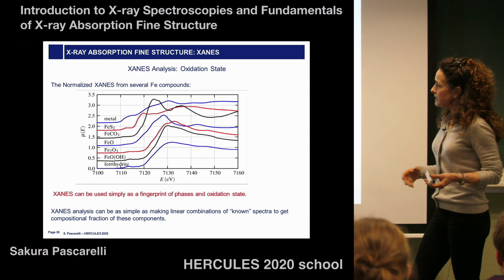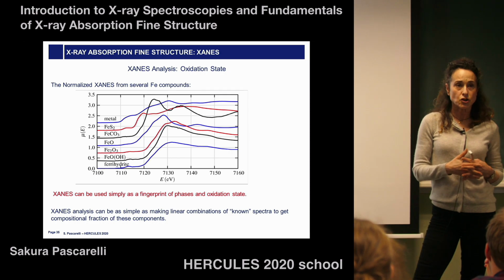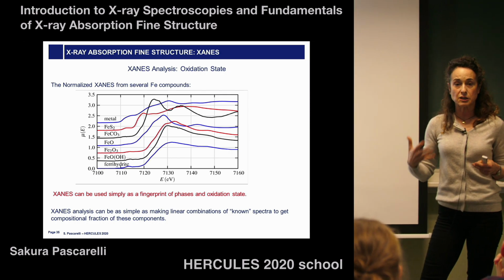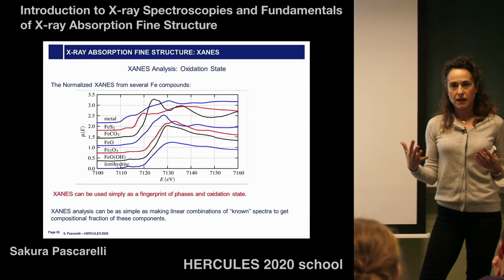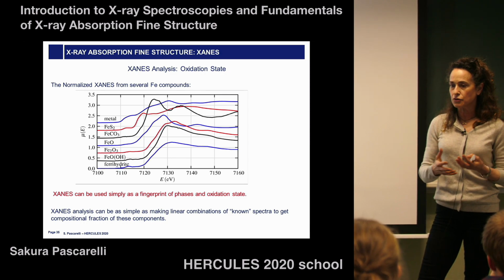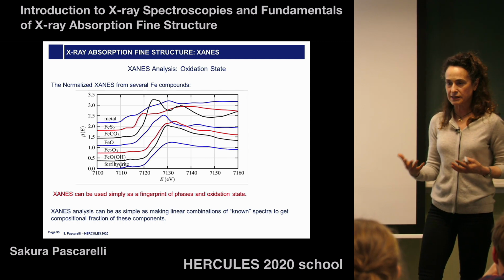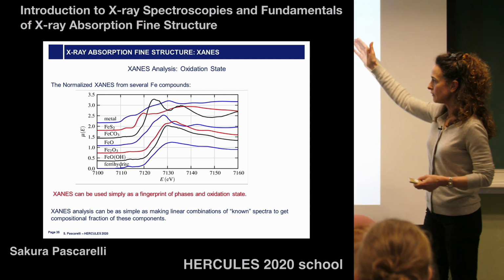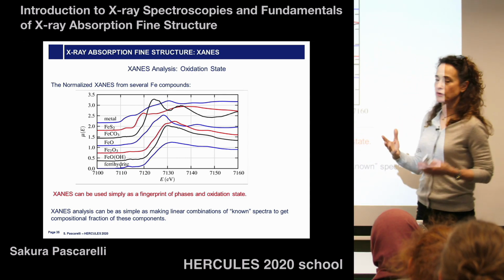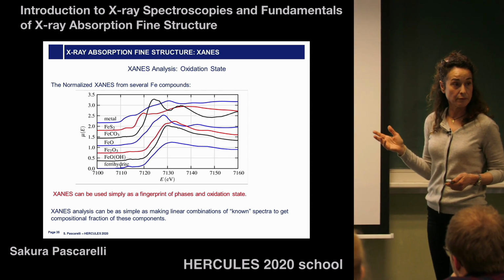So typically with XANES, when you have an unknown system, what you try to do is measure as many reference samples as possible. So if you have, I don't know, a mineral and you don't know what it is, you try to measure many similar minerals and you use a fingerprinting sort of approach. You measure many different XANES and then you try to do linear combination or things like that. This has been done for many, many years.